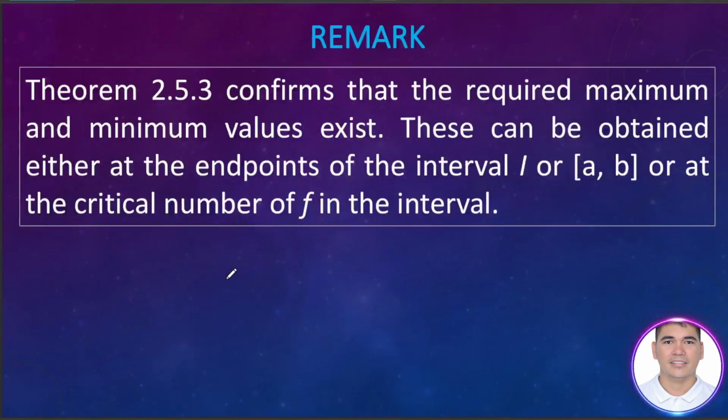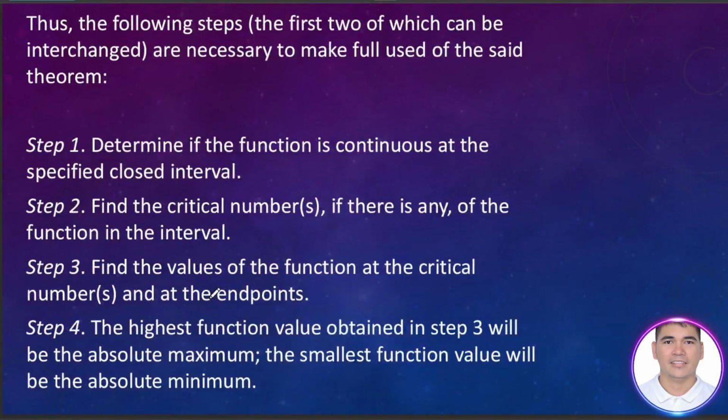And this theorem confirms that the required maximum or minimum values exist. This can be obtained either at the endpoints of the interval I or the closed interval AB, or at the critical number of f in the interval. That will be our remark on this theorem. So we need to follow some steps, and the first two of which can be interchanged. And they are necessary to make full use of the said theorem, the extreme value theorem.